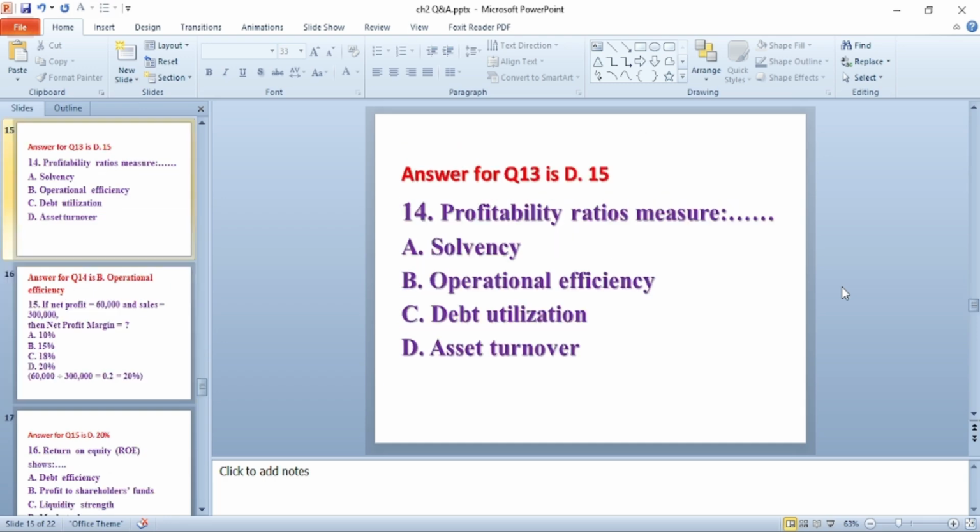Question number 14. Profitability ratio measures dash: A. Solvency. B. Operational efficiency. C. Debt utilization. D. Asset turnover. The answer for this question is B. Operational efficiency.